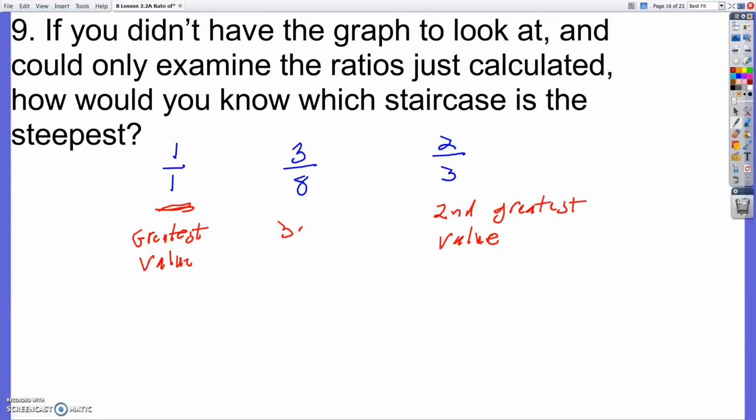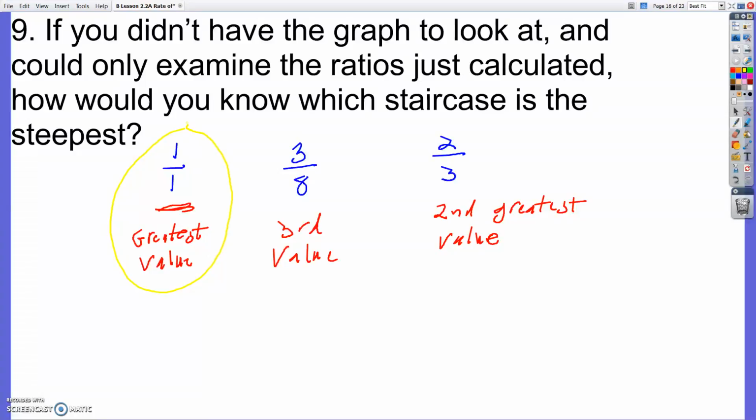Followed by 3/8 is the third greatest value. So it's the smallest. Now I want you to notice when you look at those slopes of 1 over 1, 3 over 8, and 2 over 3, what had the greatest slope? Well, it ended up being this one right here, 1 over 1. 1 over 1 was the greatest value of a number, and it also had the steepest slope.